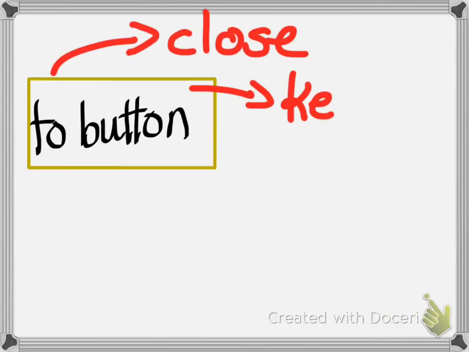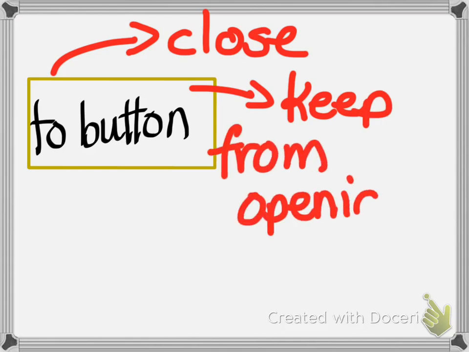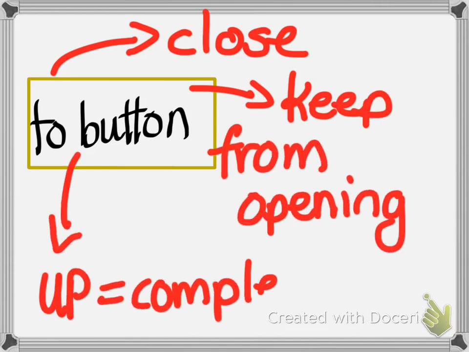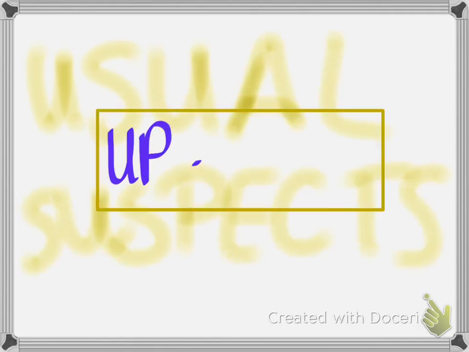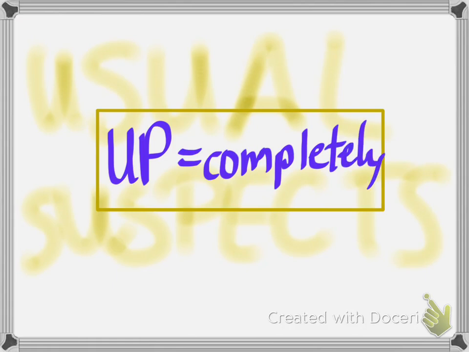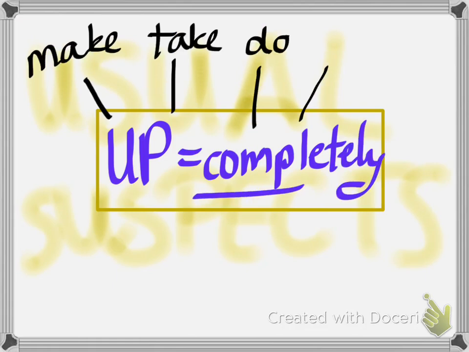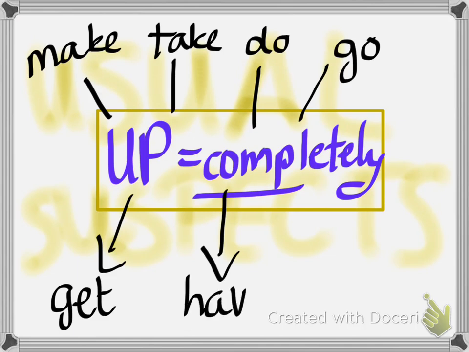So the first thing I'm going to do is think of the different possibilities. To button something means to close it, to keep it from opening. And up has the idea of completely when we use it in a phrasal verb. So let's review the usual suspects, the verbs that most commonly are used in phrasal verbs. Make, take, do, go, get, have, and maybe there's another one. I'm going to review those basic 6 verbs and think if there's a combination of a verb plus up that would work. Can you identify a verb that would work in this situation?